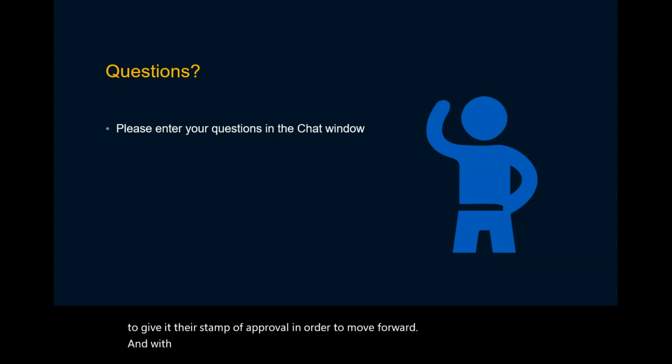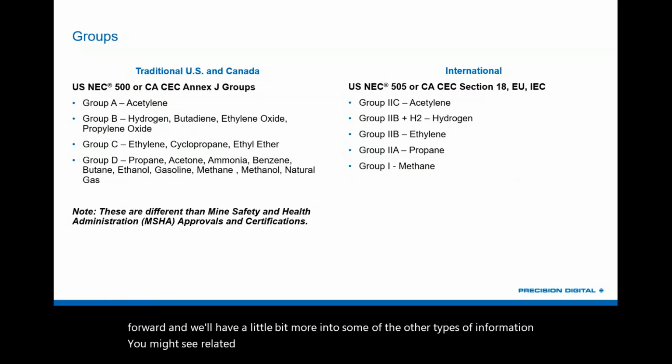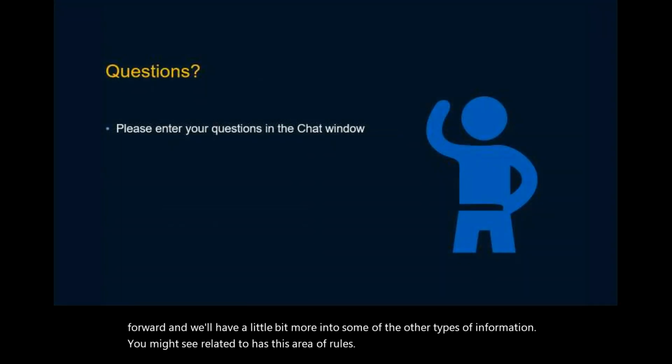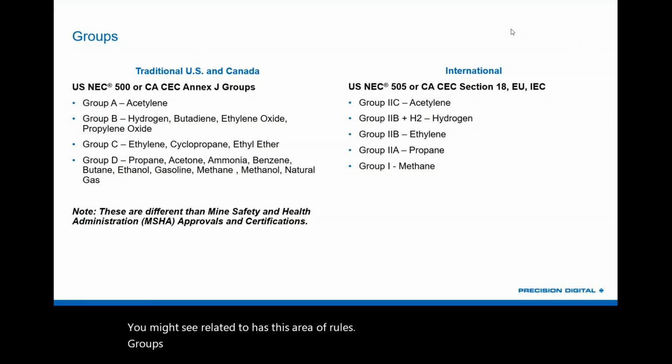And with that, then, if we can certainly keep the questions coming in, and I'll just move forward, and we'll dive a little bit more into some of the other types of information you might see related to hazardous area approvals. Groups is something that often appears on these labels and gets talked about.